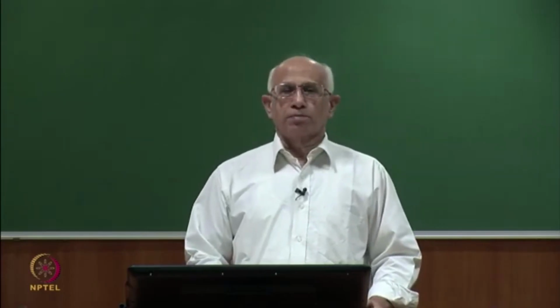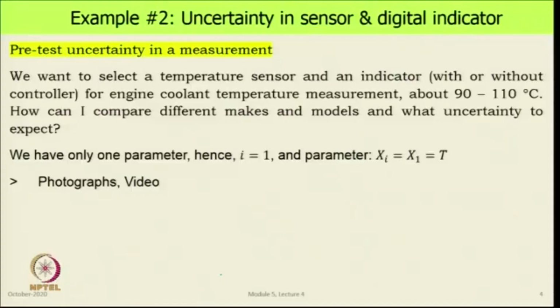So, here is the problem statement. We want to select a temperature sensor and an indicator with or without controller for engine coolant temperature measurement of about 90 to 110 degrees Celsius. How can I compare different makes and models and what uncertainty to expect? So, this is one application I have listed.